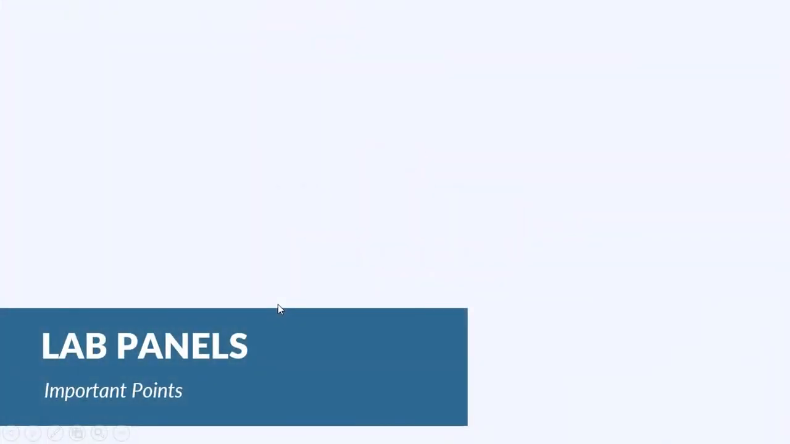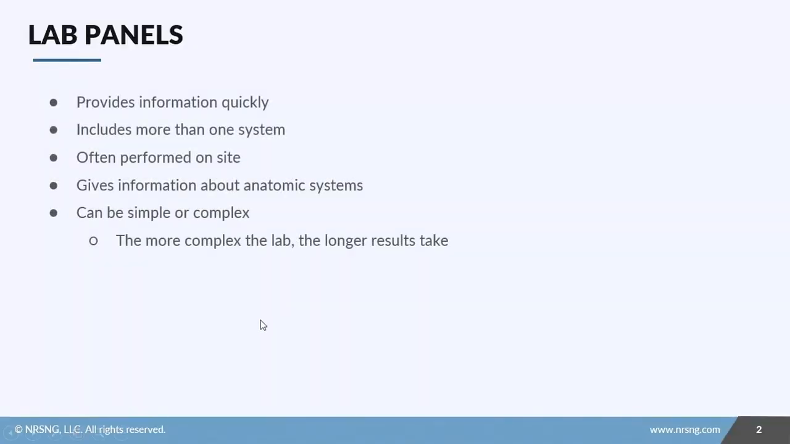Okay, guys, in this lesson, we're going to take a look at the different types of lab panels that you may run across when you're taking care of your patients. Now, the beauty of these types of tests is that they can provide information quickly. They usually include more than one system, so you can take a look at your patient's electrolytes and liver function at the same time without submitting two different tests.